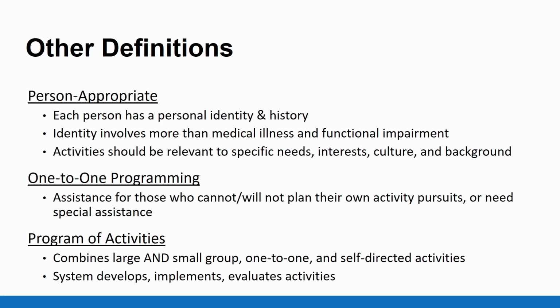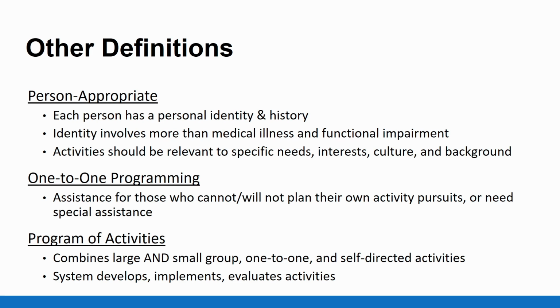Even though they are no longer defined in the CMS rule, some other helpful definitions follow. The phrase person appropriate means that activities need to fit this person and his or her specific needs, interests, culture, and lifelong patterns of living. Because so much time is spent addressing residents' disabilities and care needs, caregivers may forget that older adults have lived long lives full of interesting experiences. That is particularly true for residents with dementia who may or may not be able to tell their stories the same way the other residents do.